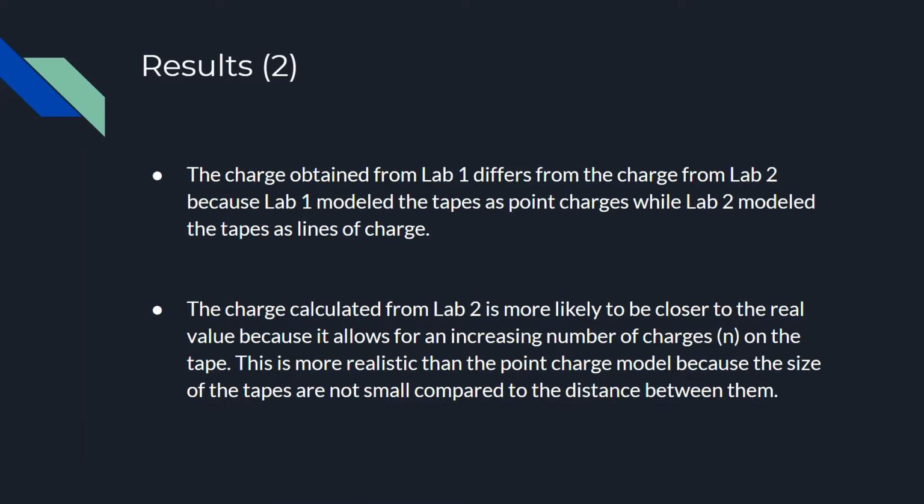The charge calculated from Lab 2 is more likely to be closer to the real value because it allows for an increasing number of charges on the tape. This is more realistic than the point charge model because the size of the tapes are not small compared to the distance between them.